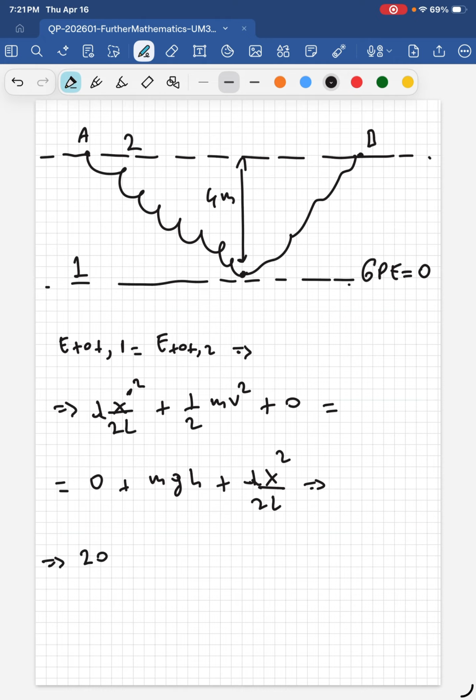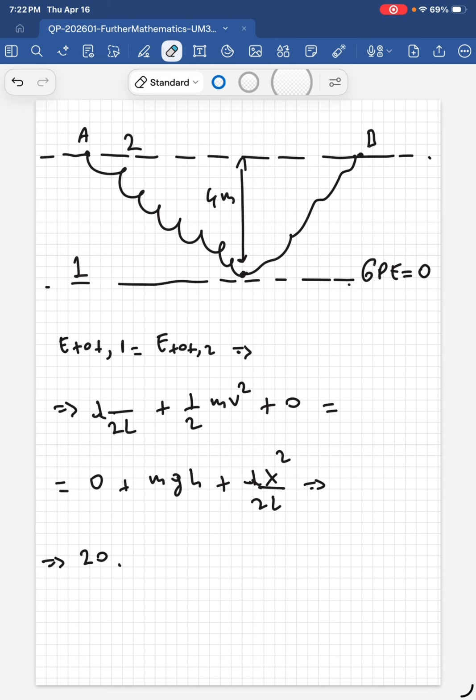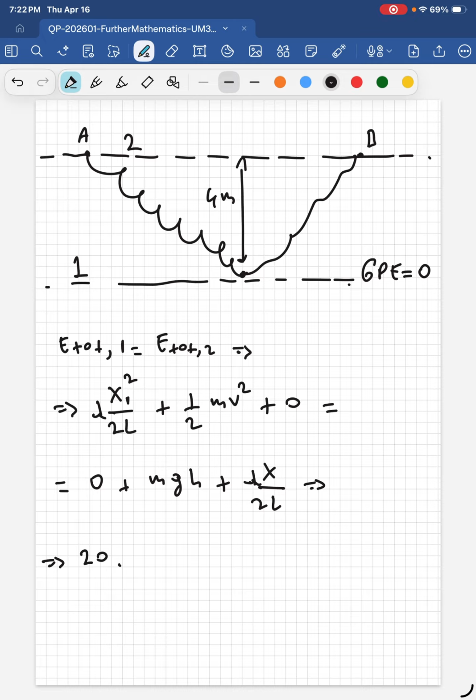So we have 20 times the extension at point 1. So this is what I call x prime, okay? Maybe it's clearer if I write it as x1 squared, and let's write this as x2 squared. Okay, so we have 20 times x1 squared, and x1 is the extension, which is 5 squared, right?